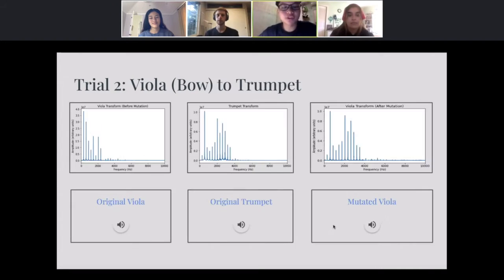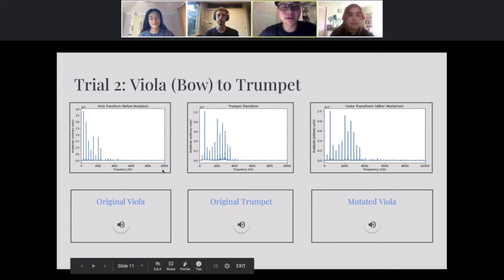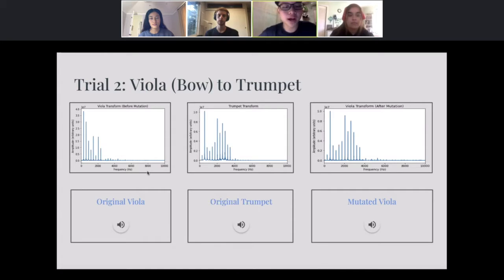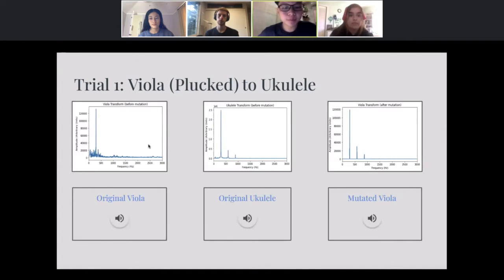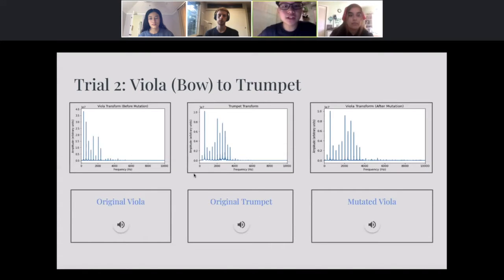Then we try to convert a bowed viola to the trumpet. So when we compare the FFTs, surprisingly, we noticed that the bowed one has more overtones than the plucked viola. However, just like we anticipated, the trumpet has more overtones, extending to about 4,000 hertz. But beyond our expectation, the first overtone of the trumpet has a much larger intensity than the fundamental frequency.